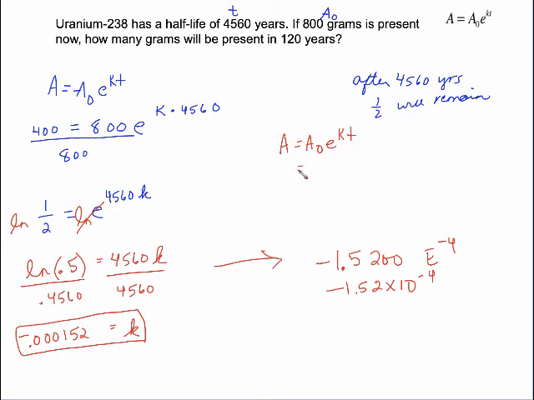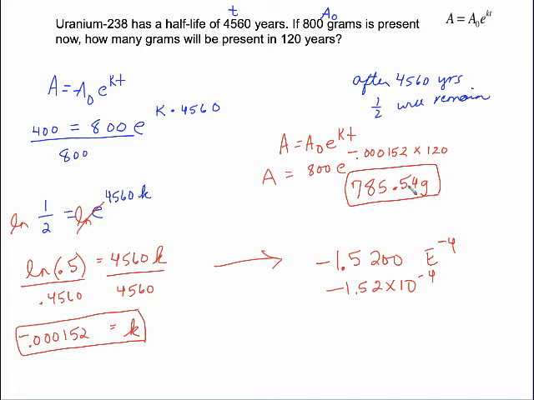This time we're going to plug in the fact that we're starting with 800 grams, e to the k, which is negative 0.000152, times t, which is 120. And this is just a matter of plugging directly into your calculator because you're trying to find how much is left, which is your A. And this works out to be 785.54 grams. You may be asked to round to the nearest whole number. You may be asked to go to one place, 2 decimal places. I'm not sure.